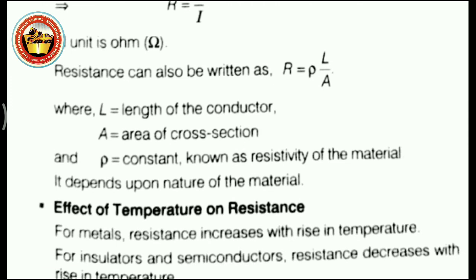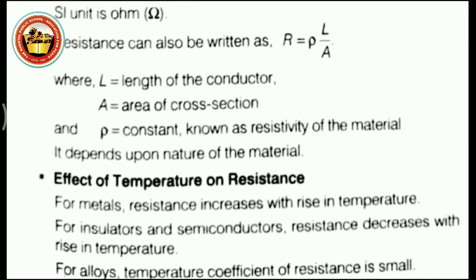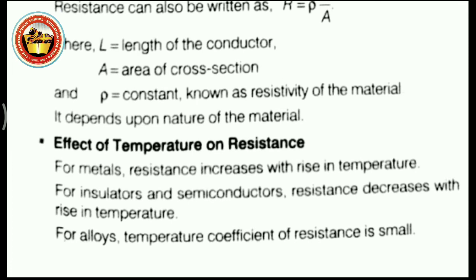Resistance can also be written as R is equal to rho L by A. L is the length of the conductor, A is the area of cross section, and rho is a constant known as the resistivity of the material. It depends upon the nature of the material.